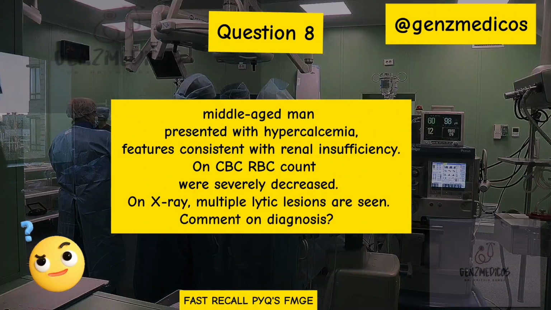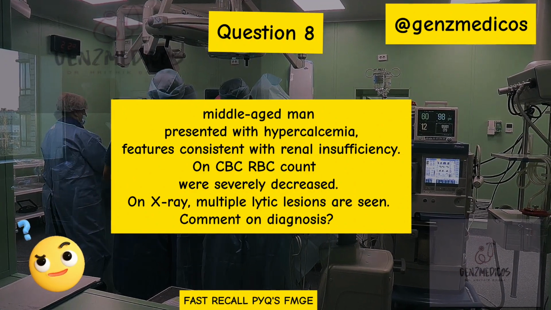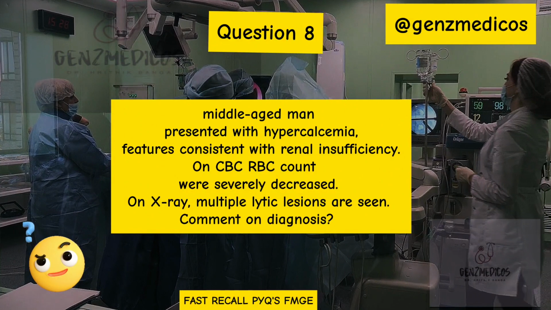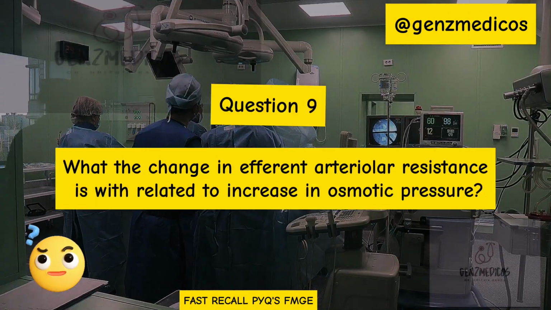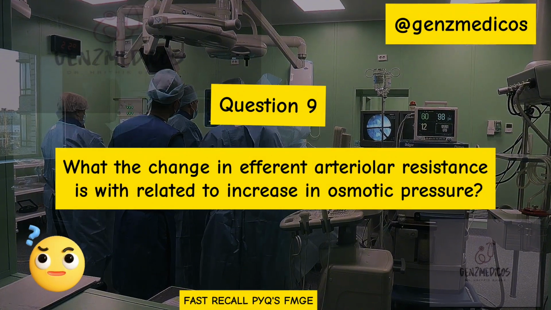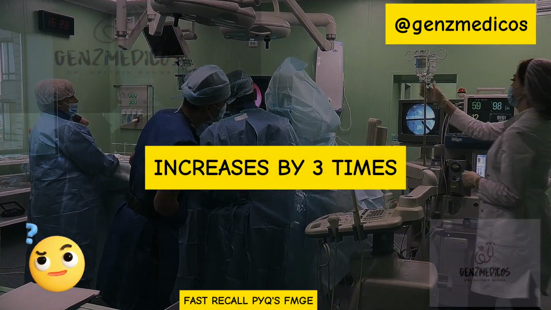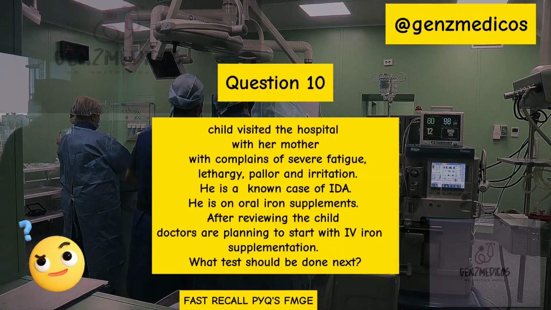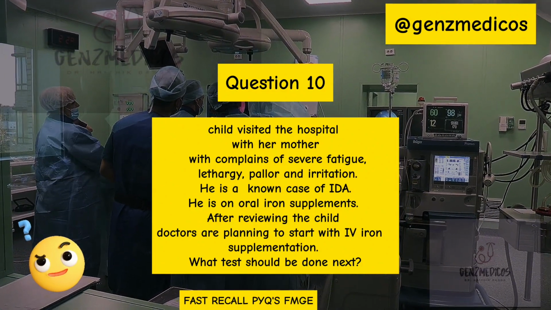Middle-aged man, presented with hypercalcemia, features consistent with renal insufficiency. On CBC RBC count were severely decreased. On X-ray, multiple lytic lesions are seen. Comment on diagnosis. Multiple myeloma. What is the change in efferent arteriolar resistance with increase in osmotic pressure? Increases by 3 times.